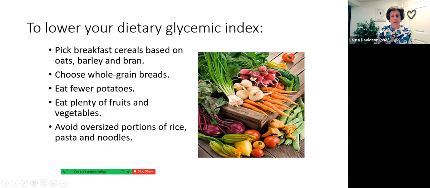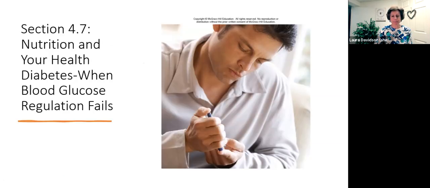So these are some tips for lowering dietary glycemic index. Include more oats, barley, and bran, whole grains. Potatoes, except for sweet potatoes, have a higher glycemic index, so eat fewer, lots of fruits and vegetables, and moderate your portion of rice, pasta, and noodles. And by the way, cooking noodles al dente or pasta al dente lowers the glycemic index.